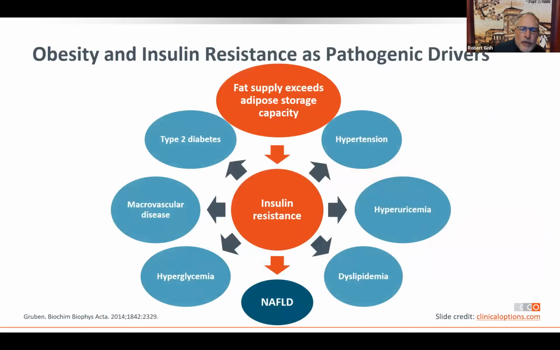So let's see. I think we've talked about everything on here except gout. So inflammation in the liver, insulin resistance drives hyperuricemia and drives gout, another complication of this metabolic syndrome.